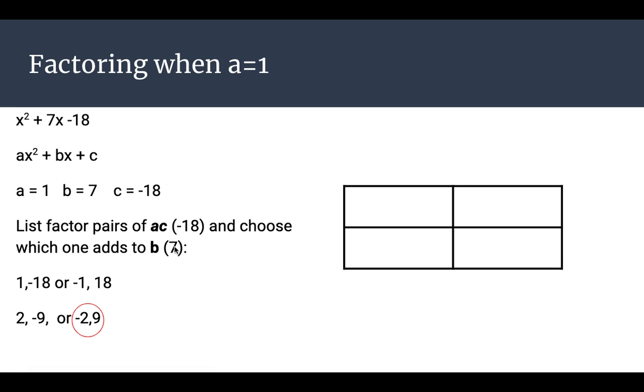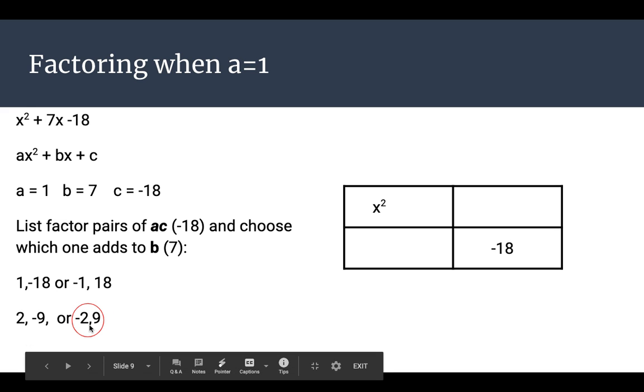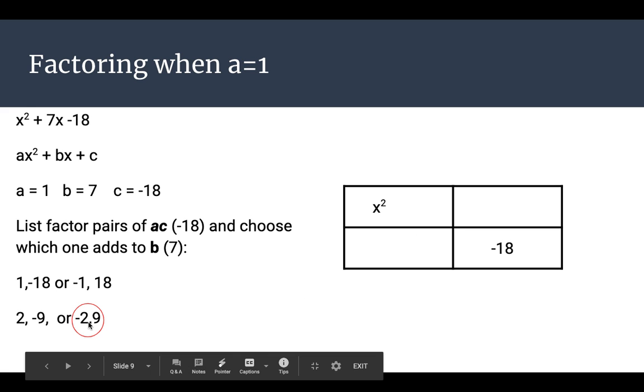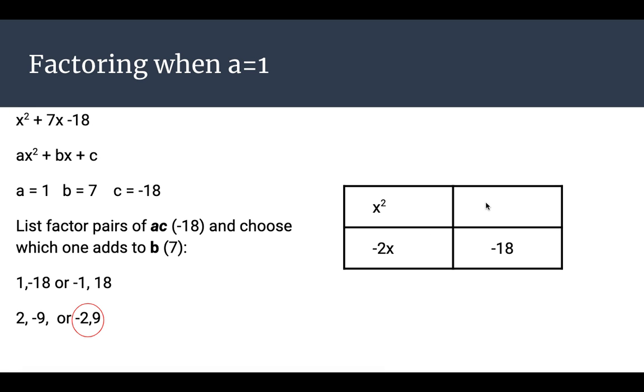So now we're going to put everything in the box. You're going to put your x squared term in your top right, your constant term in the bottom left, and then we're going to split this x term, the 7x term, into negative 2x plus 9x, and you can put it in whatever box you want. So negative 2x there and 9x.